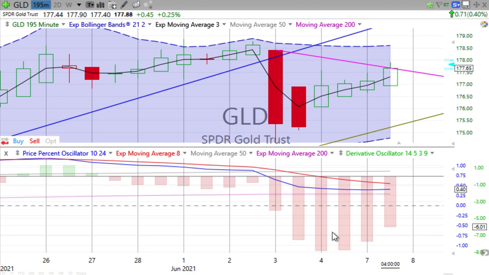Derivative oscillator still negative, losing downward momentum. Price percent oscillator negative. Looks like it's trying to move up toward the red signal line. So we'll continue to watch and see just where gold is and where it is going.